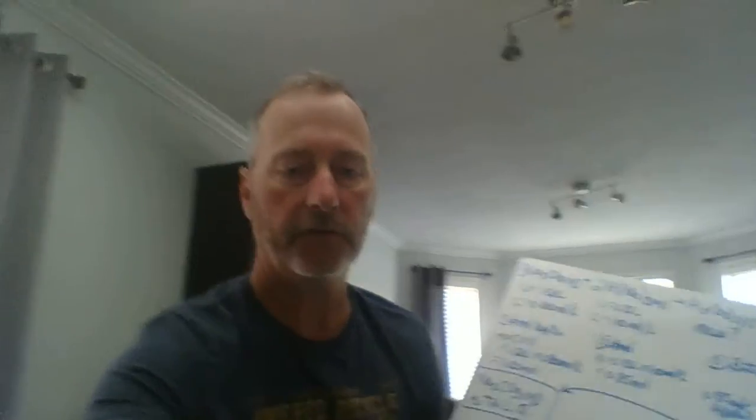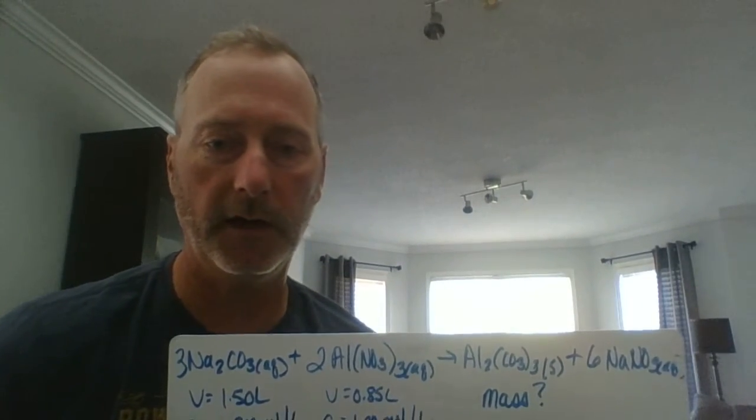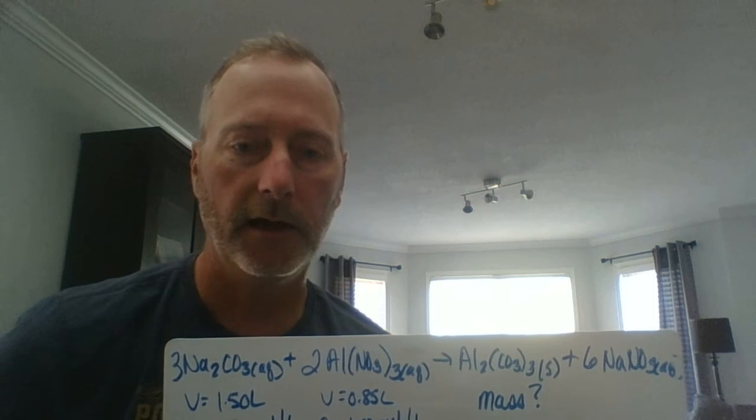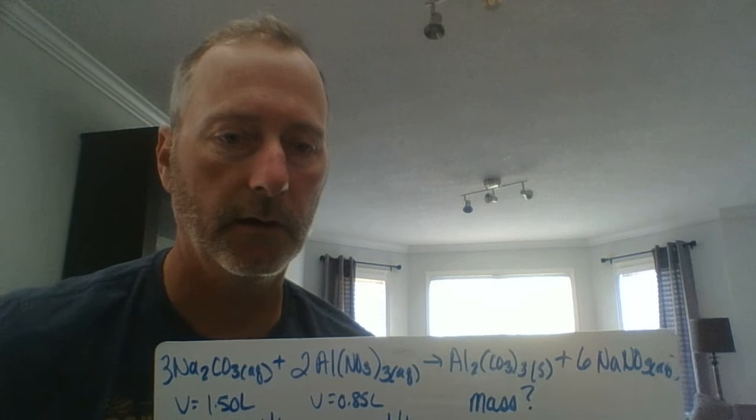Okay, guys, so this is the second part of 9.5, a little bit more complicated question. In this one, we're going to take our balanced chemical reaction. I'll bring it a little closer so you can see it. We're dealing with sodium carbonate and aluminum nitrate. And when we put those together, we're going to produce aluminum carbonate and sodium nitrate.